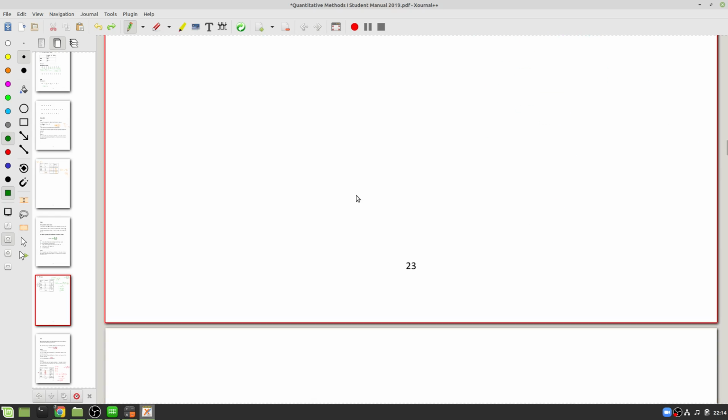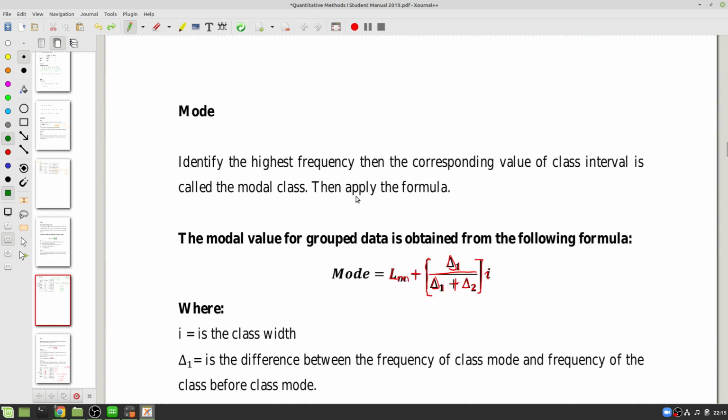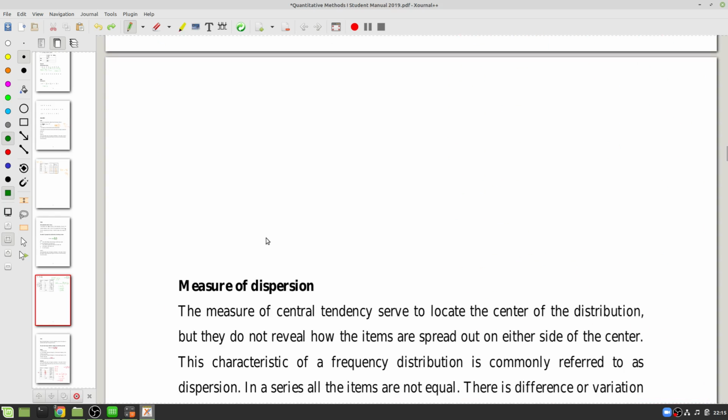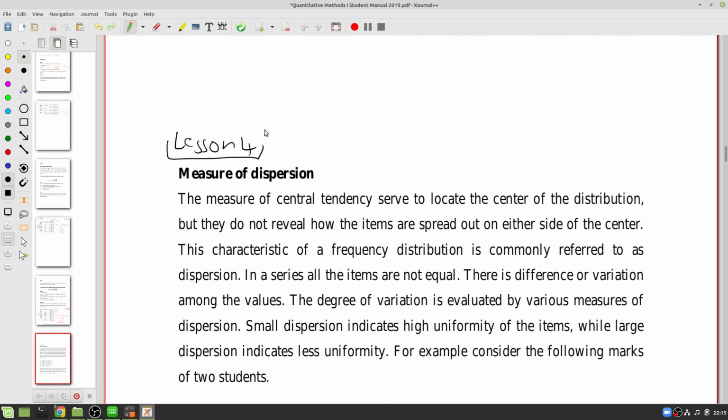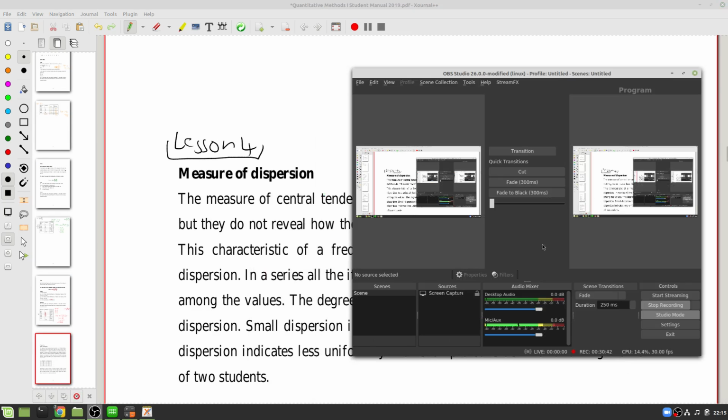Alright, so that is it for this lesson, lesson 3. Next lesson, we'll be looking at measures of dispersion, lesson 4. I'm just going to write in lesson 4 here. I think that's missing on my page. Lesson 4. Measures of dispersion. Okay, I'll see you shortly for that one.